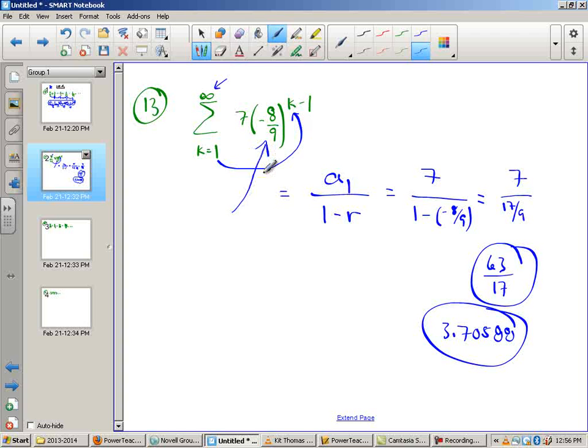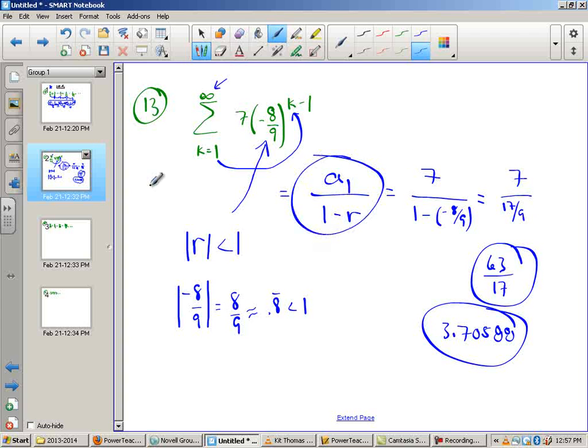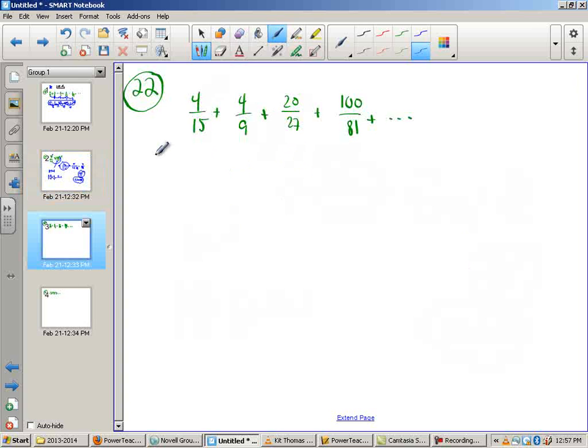Now this works really great so long as r is less than 1. The absolute value of negative 8 over 9 is 8 over 9, which is approximately 0.8 repeating, which is less than 1. Because this r value is less than 1, this formula right here is perfect for taking an infinite series. Let's go and look at number 22.